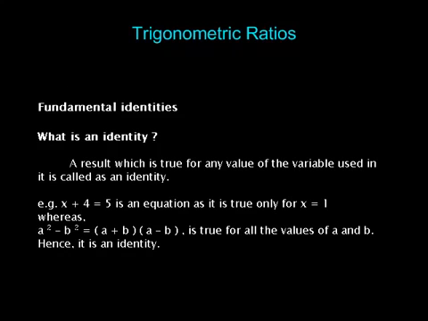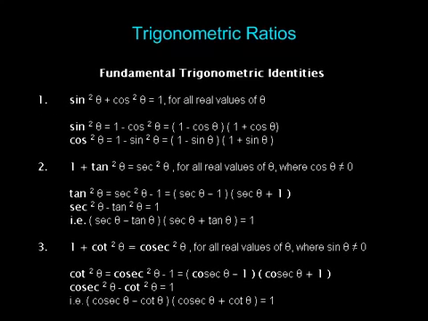Fundamental identities. X plus 4 equal to 5 is an equation because it is true only for one value, whereas a square minus b square equal to a minus b into a plus b. This is an identity because this is true for all the values of a and b. We now discuss the fundamental trigonometric identities. They are: number 1, sin square theta plus cos square theta equal to 1 for all real values of theta.